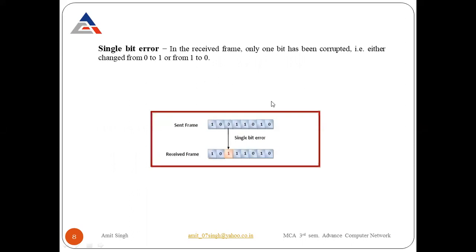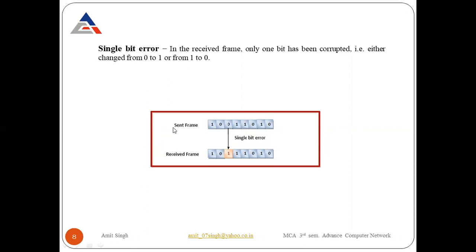First is the single bit error. As the name implies, in the received frame only one bit has been corrupted. That is, it is either changed from 0 to 1 or from 1 to 0. This is called the corruption of bits. Whenever a bit changes its value, the complete meaning of that message will be changed. So this is known as an error.